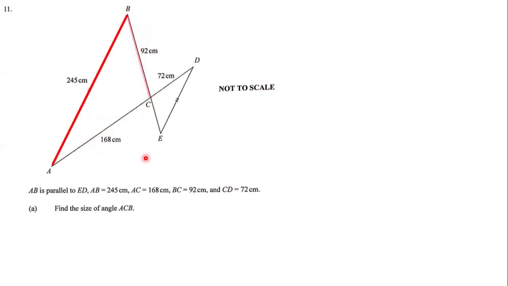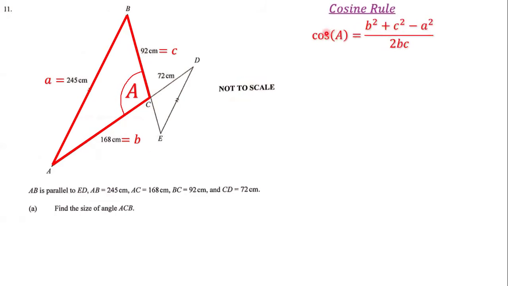In order to do this, first we're going to label our triangle in light of the cosine rule. The cosine rule for finding the missing angle is cosine of capital A equals b squared plus c squared minus a squared all over 2bc. Capital A is the missing angle, and the side opposite the missing angle is small a, which is 245. The other sides are b, which is 168 centimeters, and c, which is 92 centimeters.